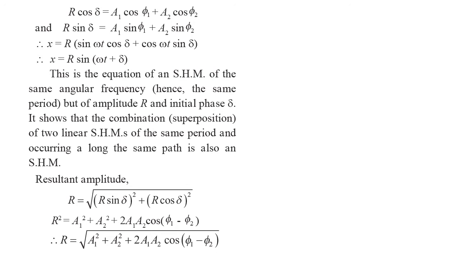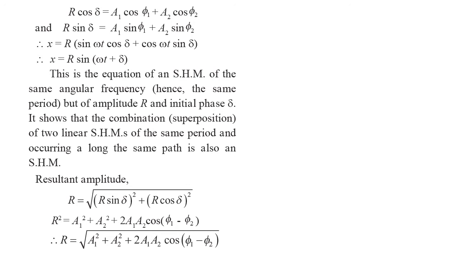Now if you have to find the resultant amplitude of the SHM, which is the resultant of two different SHMs, then the resultant amplitude is given by r equals square root of (r sin delta) squared plus (r cos delta) squared. Now this goes in accordance with the law of parallelogram of vectors, which you have studied in 11th standard.